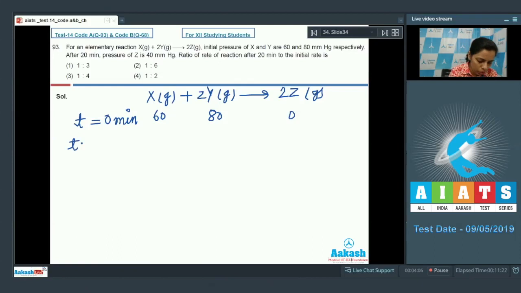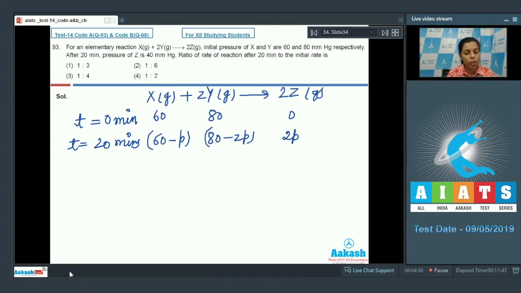After 20 minutes, it means when time becomes 20 minutes, what will happen now? In this case, let's assume the pressure of Z is P. So Y can be written as 2P, and on the basis of this, it becomes 80 minus 2P. And what about the pressure of X? That would be 60 minus P. So this would be the pressure.